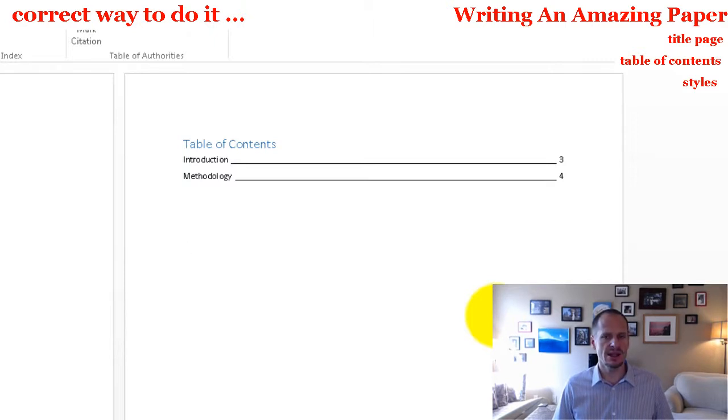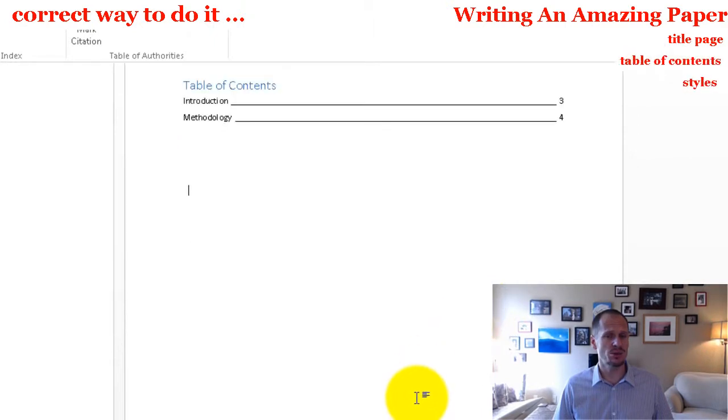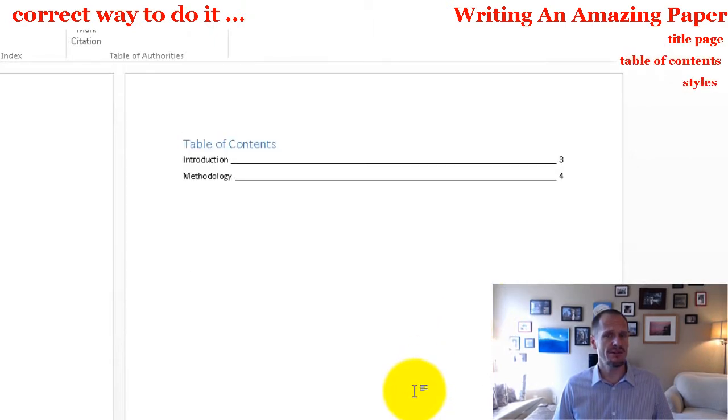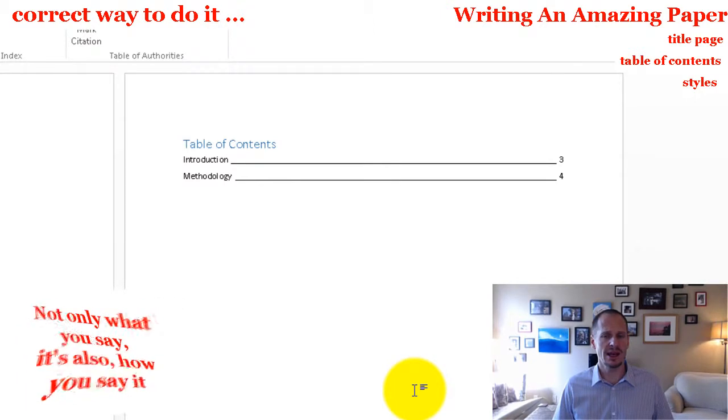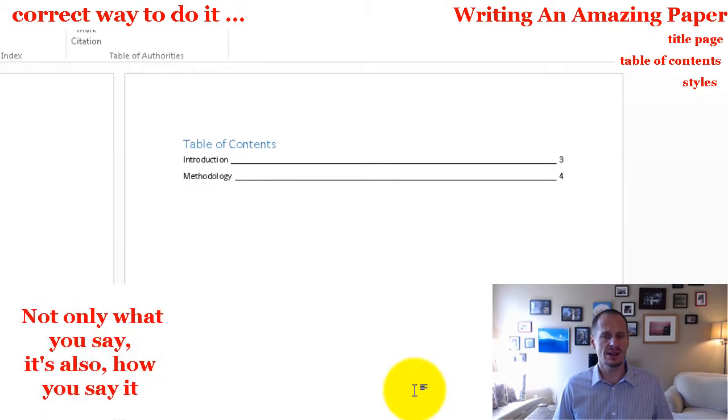All right, so that is working with styles and creating an automatic table of contents. We're going to see in the next videos how to finish buffing out this paper. And it doesn't matter what we say, just so long as we say it well. That's how you succeed in life. You got to be able to say it well. And we're going to finish buffing out this paper in the next videos.